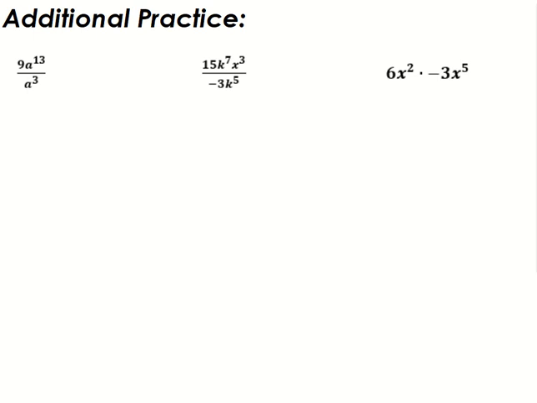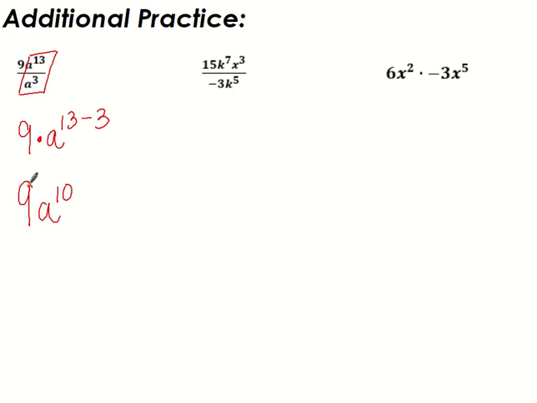So for this first one, this is a quotient, but the only ones that have the same base are my a's. So those are the only ones I'm going to apply my rule to. So I'm going to leave the 9 alone, and I'm going to times it by a to the 13th minus 3, because that's my quotient of powers rule, subtracting those exponents. So once I subtract them, I get 9a to the 10th, and then we're done. I can't multiply a with 9, right? I'm not raising 9 to the 10th power. Only the a is being raised to the 10th power.